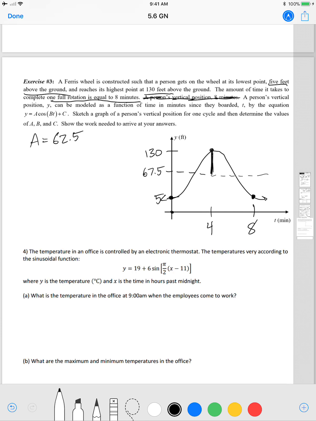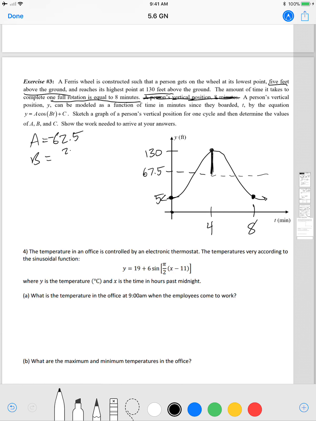But that's the amplitude. What about A? Is A positive or negative? I'm using cosine to model this situation. Cosine usually starts at its maximum and goes down. Here I'm starting at a minimum and going up. So what that tells me is that this cosine function has been reflected over the x-axis. It's been flipped over. So that means A is negative.